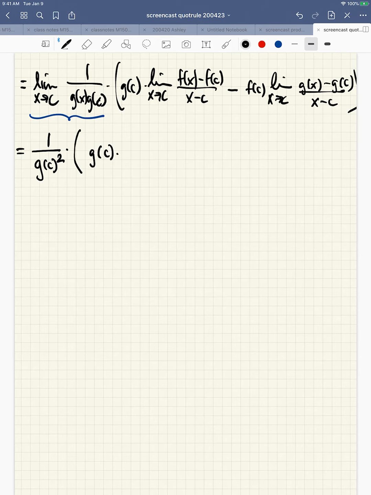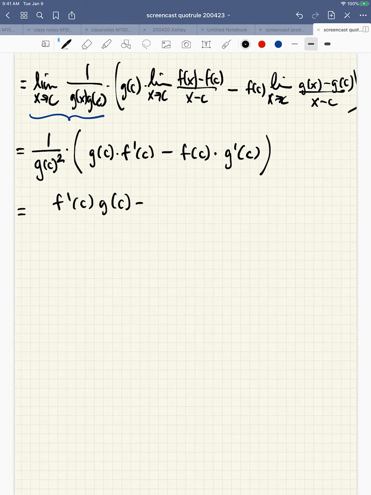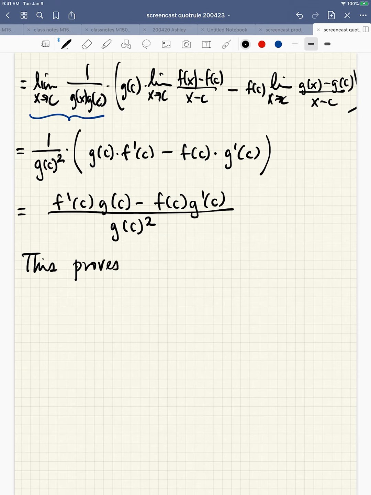And then we've already talked about this. This limit here is exactly the definition of f prime of c. And the other limit, we worked hard to put it in the form of the limit definition of g prime of c. So there you go. Just rewriting. This is the formula we were looking for. And this proves the quotient rule.